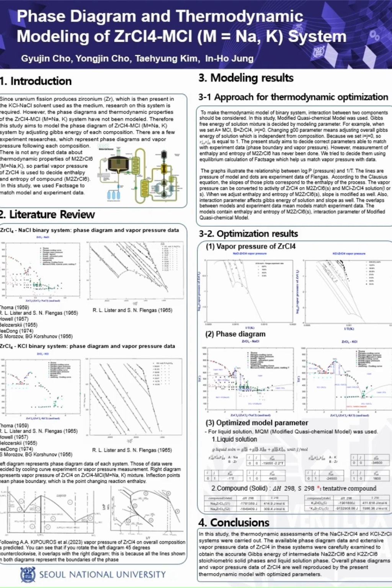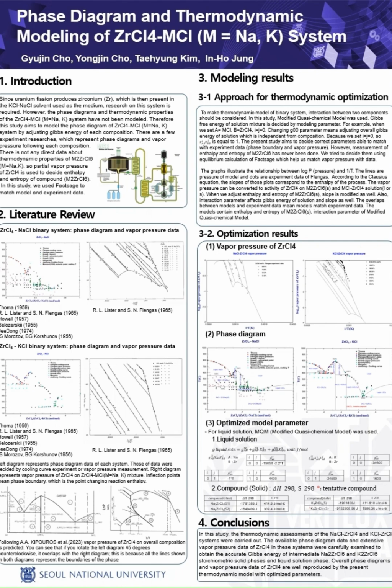Inflection points mean phase boundary, which is the point changing reaction enthalpy. Following Kipper-Ross, the vapor pressure of zirconium chloride on overall composition is predicted. You can see that if you rotate the left diagram 45 degrees counterclockwise, it overlaps with the right diagram. This is because all the lines shown in both diagrams represent the boundaries of the phase.